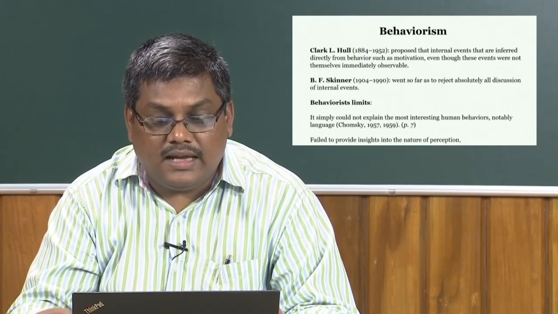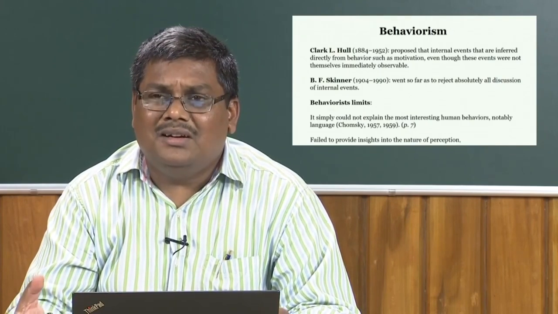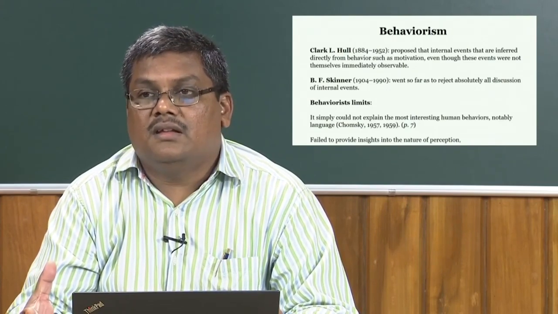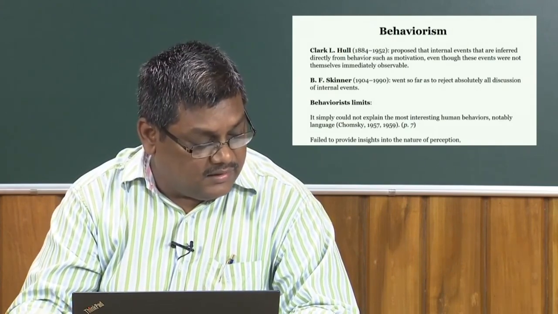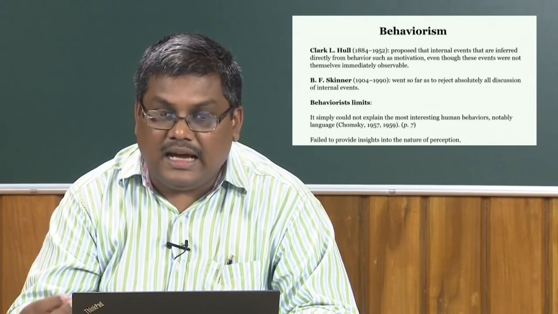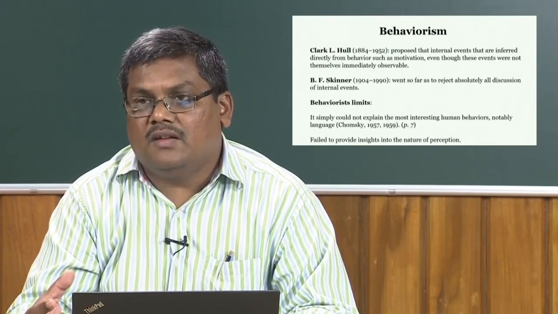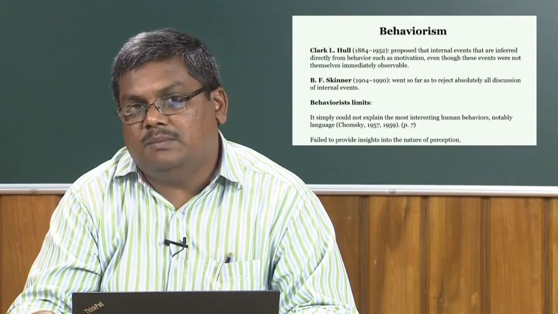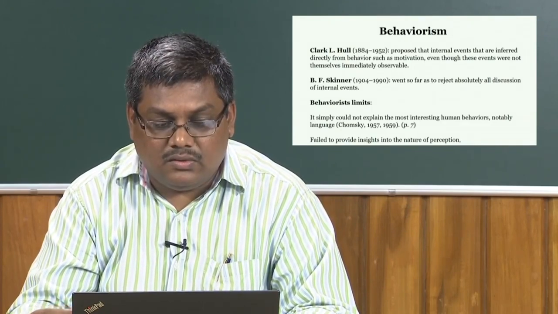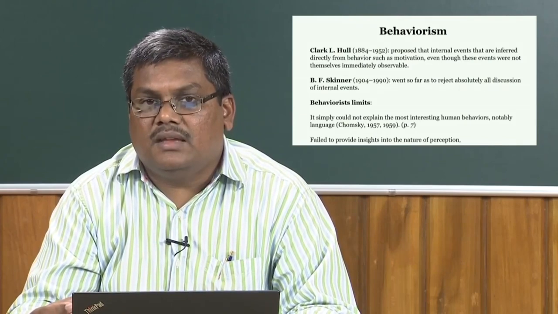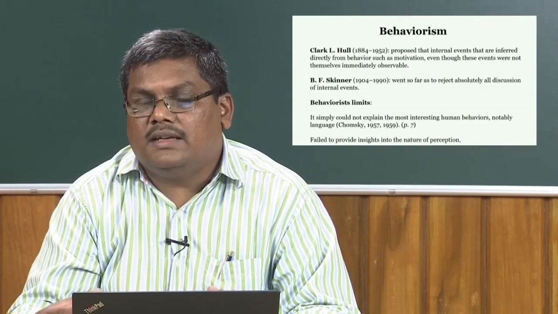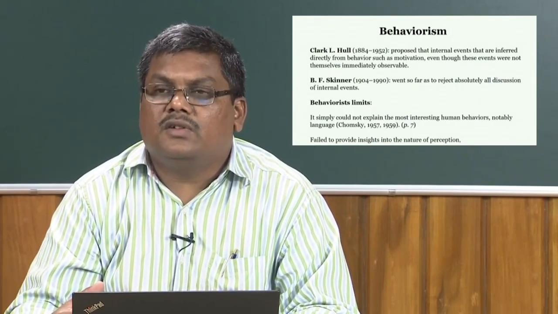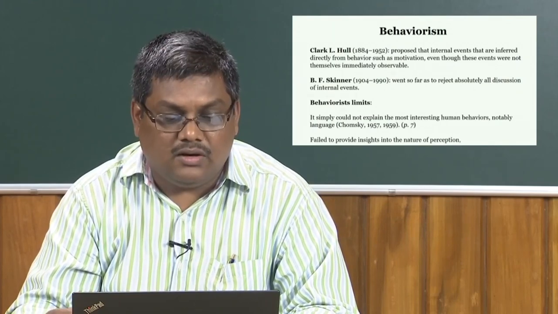The problem why behaviorists were not successful in understanding cognition or developing cognitive psychology was that they could not explain some of the most interesting behaviors, for example language, or how 3D perception and depth perception initiate in people. This led to the fall of behaviorism as a school which explains what the subject matter of cognitive psychology is, or what cognitive psychology is all about.